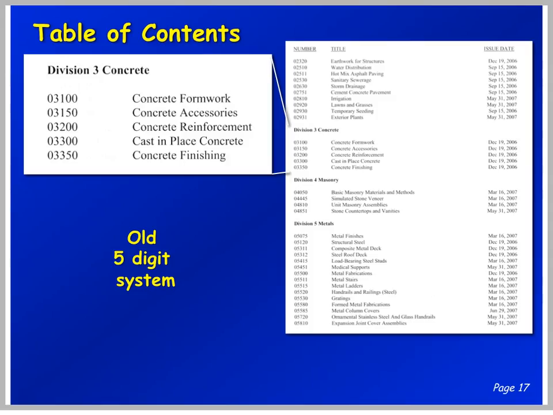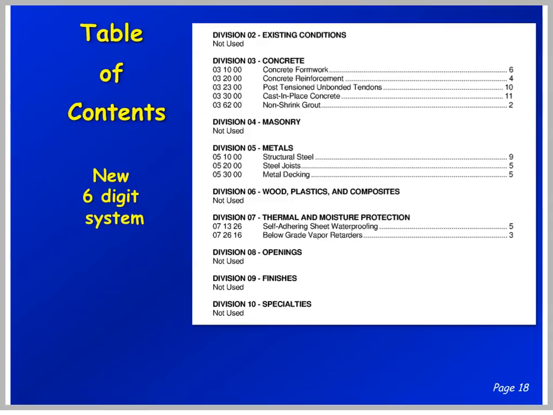Here is an older set of specification using the 5-digit system where they've taken the concrete division and broken them down into these 5 different categories. And here's an example of a newer set of specifications. We're looking at the 6-digit system, and the concrete again is broken down: formwork, concrete reinforcement, post-tensioning, cast-in-place concrete, and non-shrink grout.